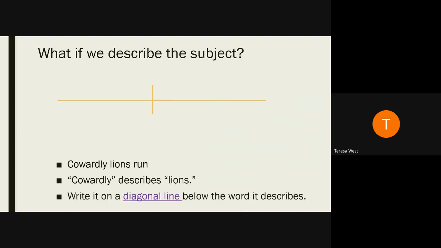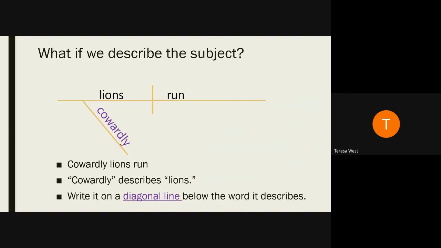So write it on a diagonal line below the word it describes. Okay? So lions run, cowardly describes lions, so write it on a diagonal line below lions. If you're following along on the handout or just in your notebook, I would write out these examples. So lions run, then cowardly lions run, and maybe label or write little notes to yourself so you can see how it works.